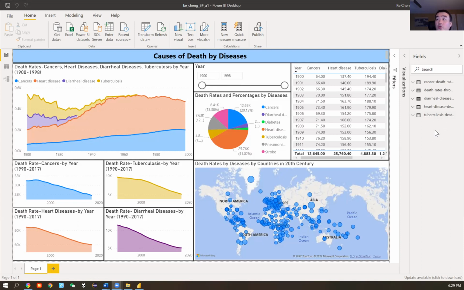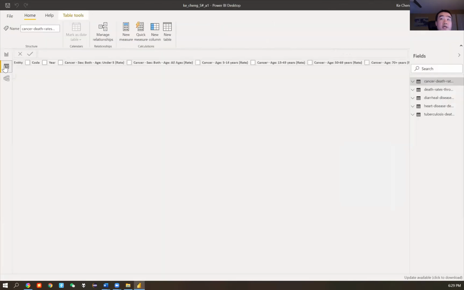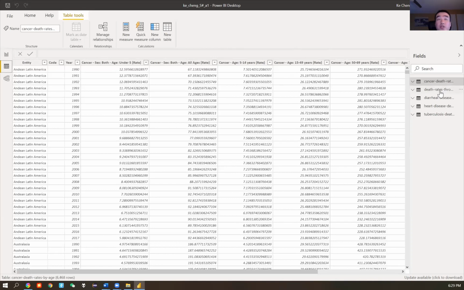The 5 datasets include the cancer death rates, the death rates through the 20th century, and so on. They can be shown in Power BI as the data options. We can see the detailed information of the datasets. The first one is the cancer death rates by age. We can see the countries, the year, and the different death rates by the different ages.